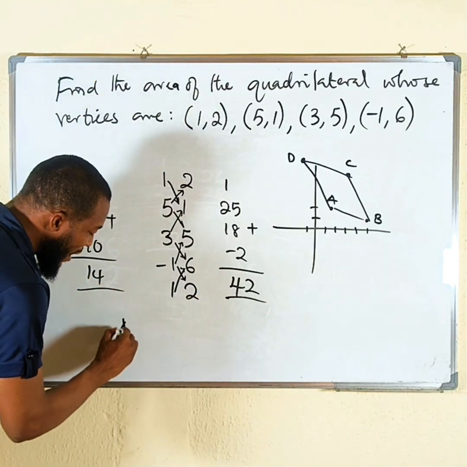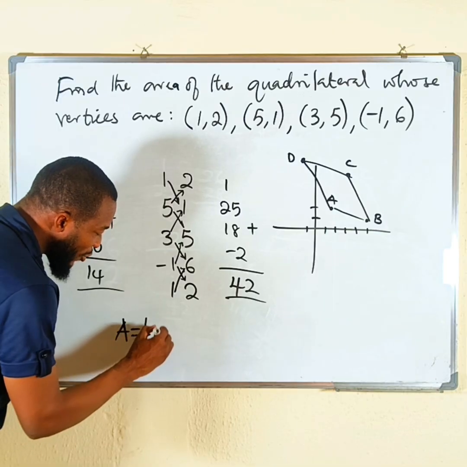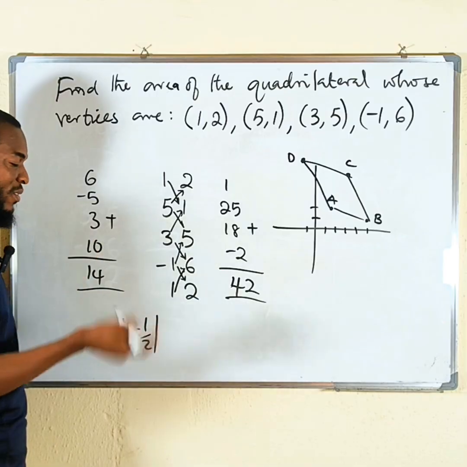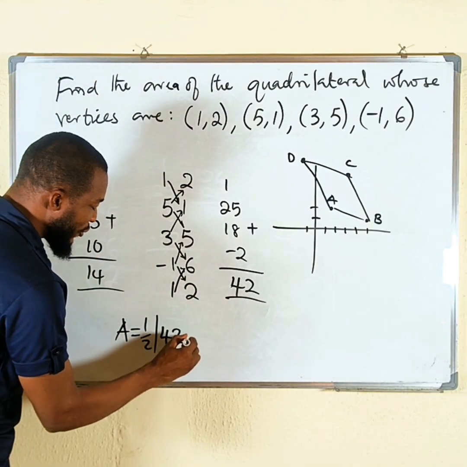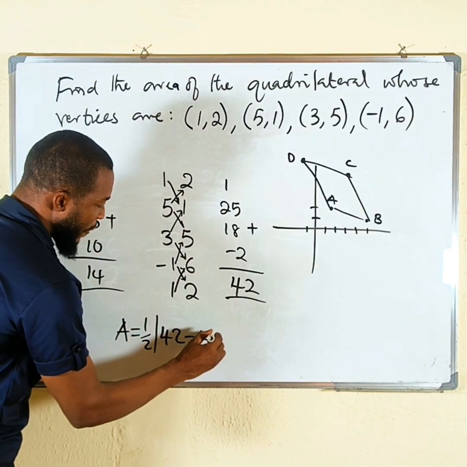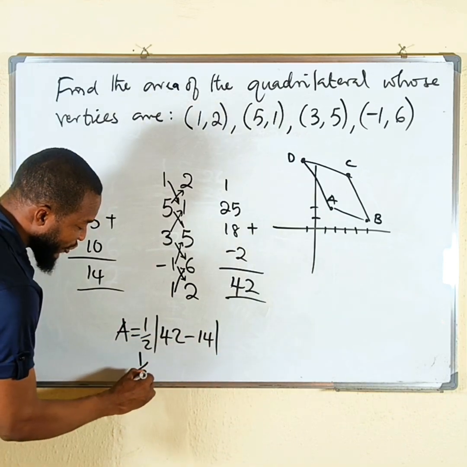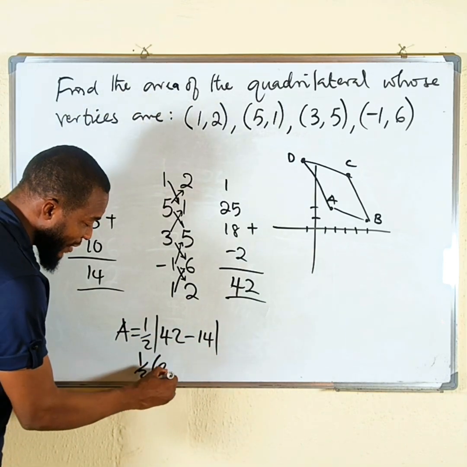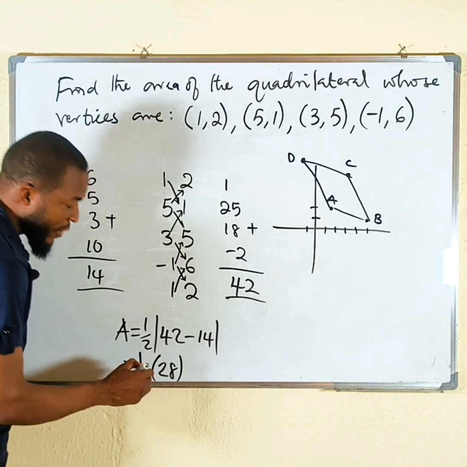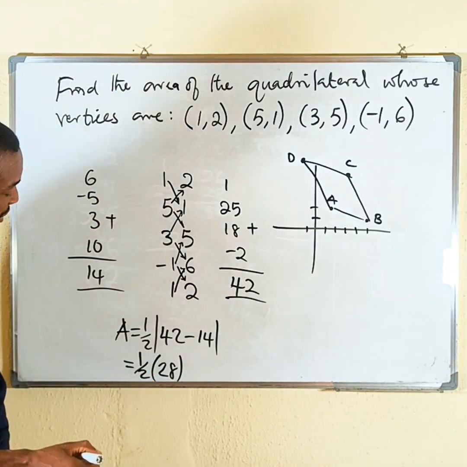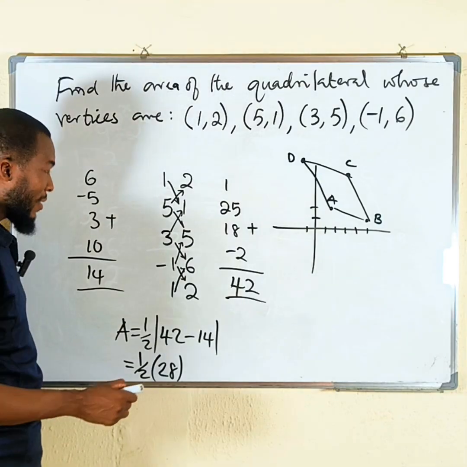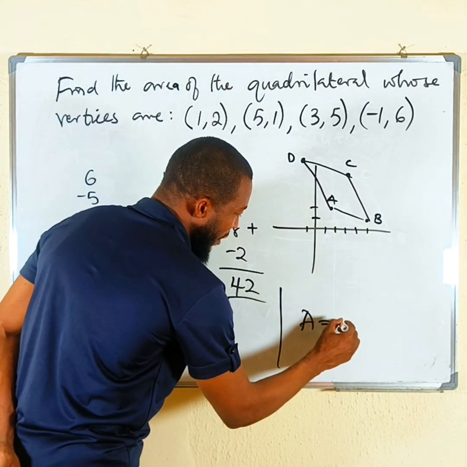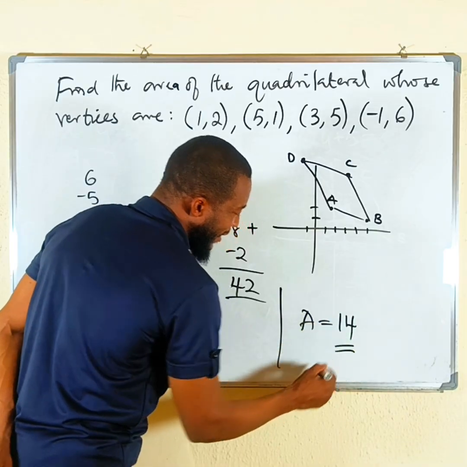So the area A is equal to 1 over 2 multiplied by the absolute value of this minus this, or this minus this. It doesn't matter. So let me take 42 minus 14. This is 1 over 2 multiplied by the absolute value of 28, which is still 28. And what is half of 28? Half of 28 is 14. All right, therefore, the area of this figure is 14 units squared.